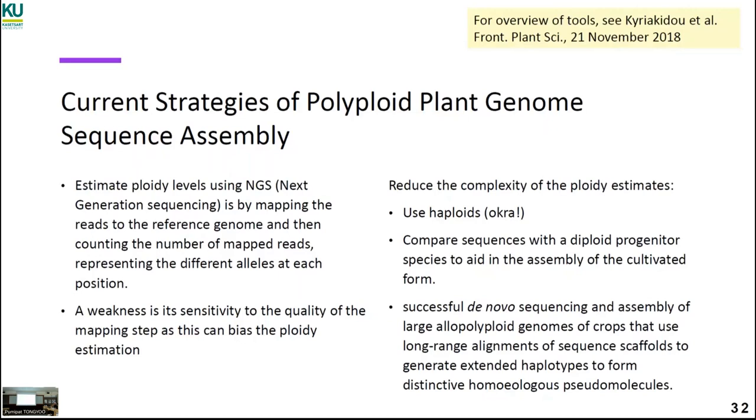So that is what we did in the end: successful de novo sequencing and assembly of large allopolyploid genomes of crops. We can do it now with the modern new tools, but it is a long way, it is an extensive, and it is also an expensive way to do so, but we end up with brilliant numbers of long to the molecule. And that brings me to my final slide.